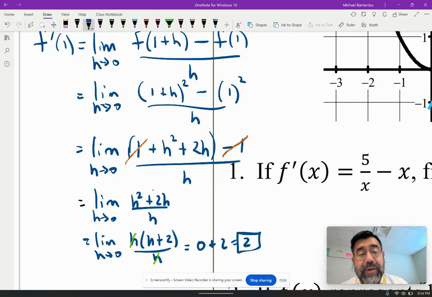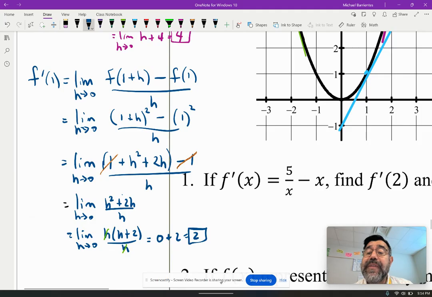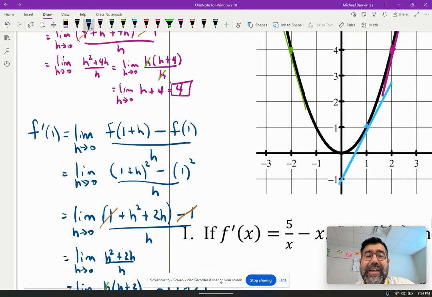Great. So what do I win here? Well, I found the slope of the tangent line. The slope of this light blue tangent line is 2. And the slope of this purplish line is 4. What we're doing in this process is calculating the derivative value, the slope of the tangent line, the instantaneous rate of change at this point, x equals 1, by using the limit definition of the derivative. That's what this is called: the limit definition of the derivative. Using the difference quotient, we can figure that out.